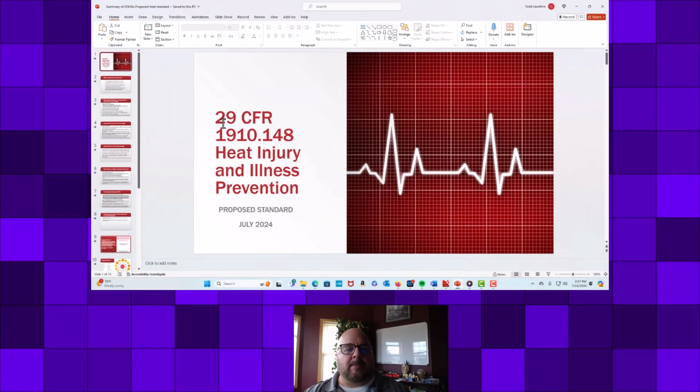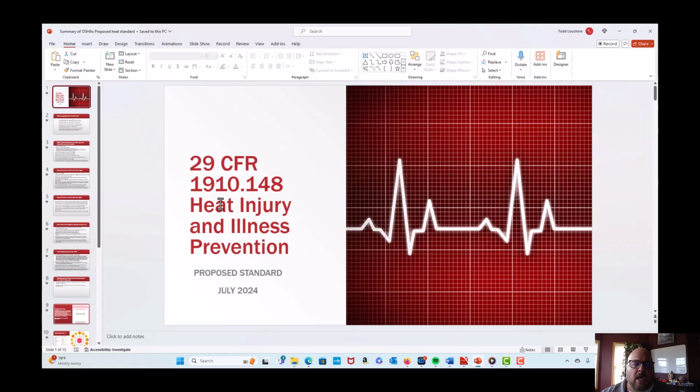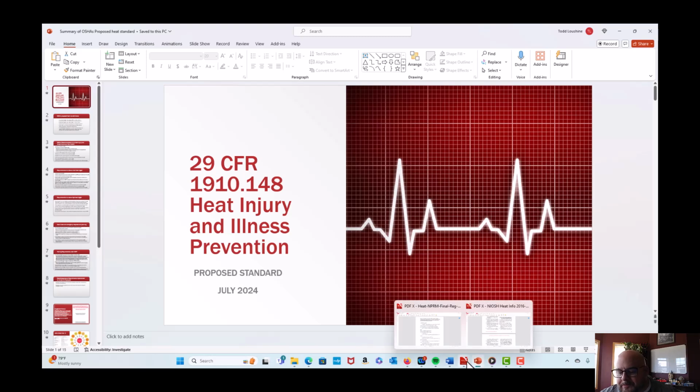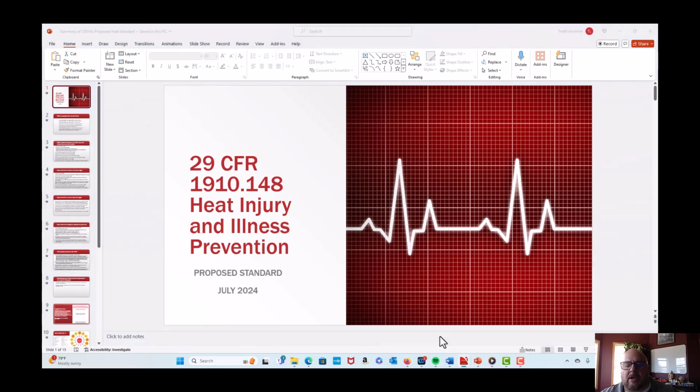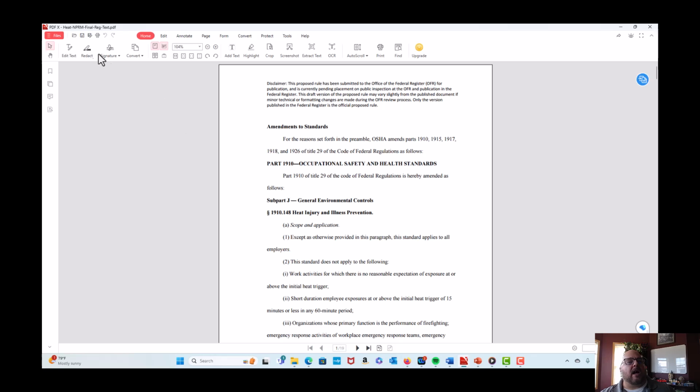So I took some time to break down the proposed heat injury and illness prevention standard that was proposed by OSHA. They posted some stuff like 6 months ago, but now they've actually posted something where you can go online and take a look at the actual standard. Let's see, where is it here? So here's a copy of mine. It's called Heat NPRM Final Reg Text.